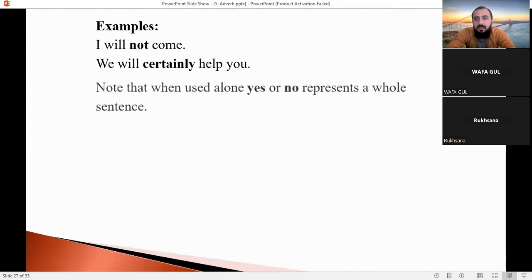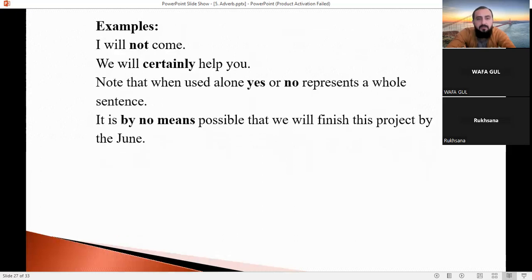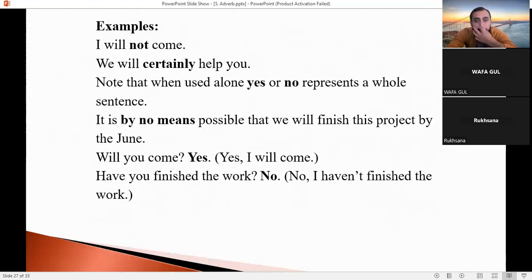For example, Ms. Roxana, you read the examples, can you? Examples: I will not come. We will certainly help you. Note that when used alone, yes or no represents a whole sentence.